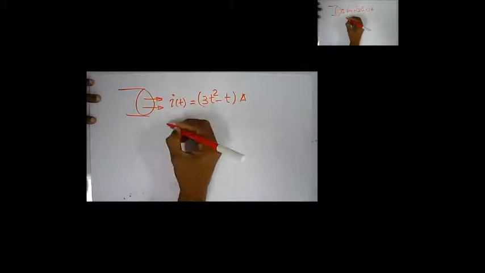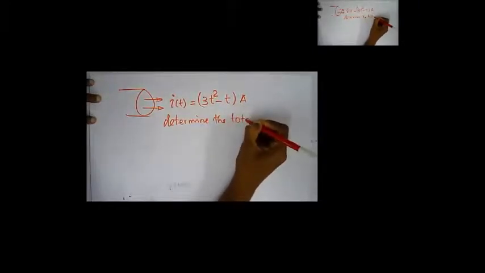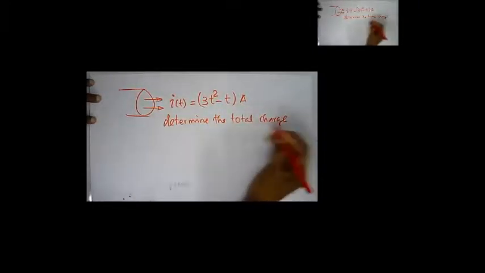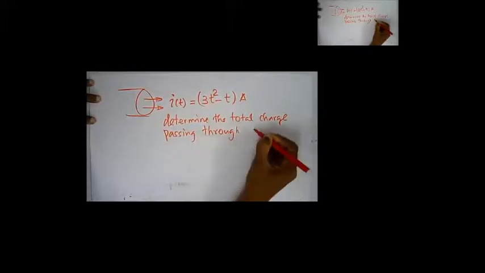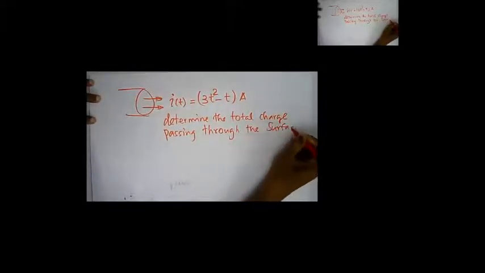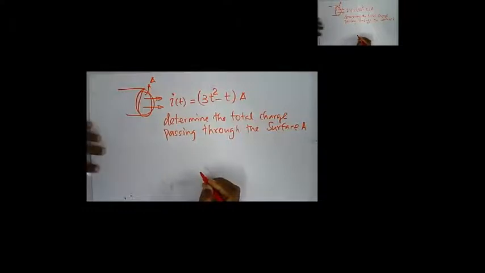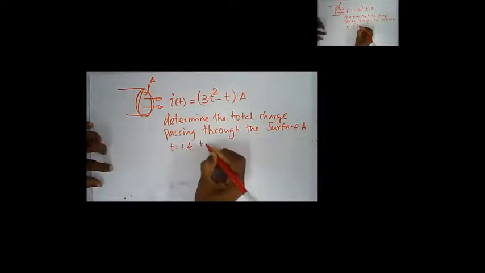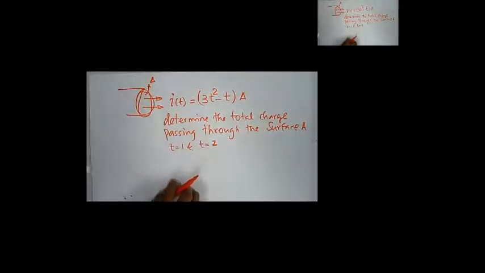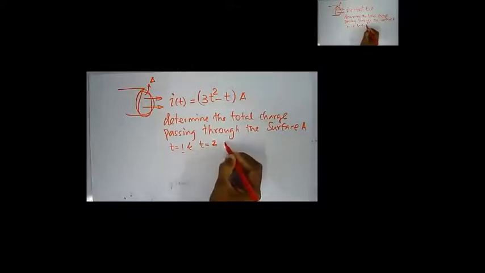Now the question is to determine the total charge passing through the surface A. The whole surface is the surface A. The question is the total charge coming through this surface area between the time of t equals 1 second and t equals 2 seconds.